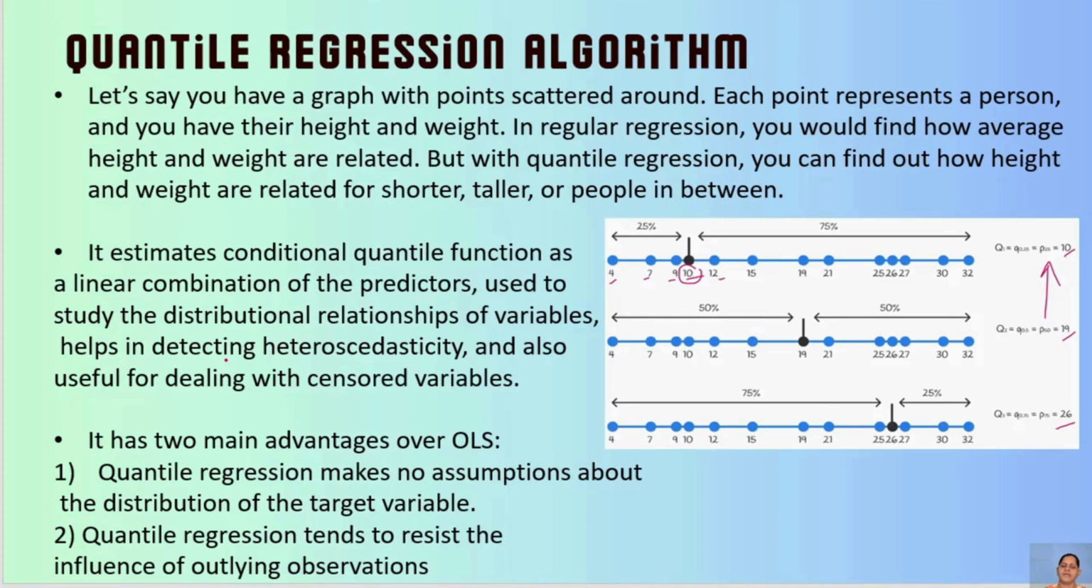There are a few advantages of quantile regression over normal regression. One is that it is really good at understanding the observations and finding outliers. If outliers are present, then we can analyze them and find them.